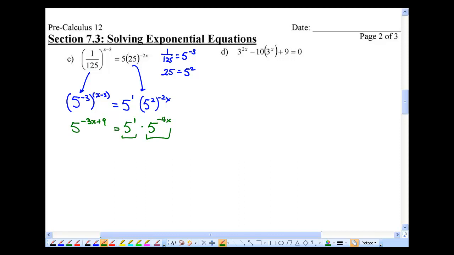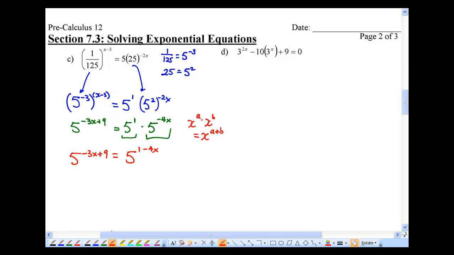Well, let's use some other exponential rules. Remember that rule of x to the power of a times x to the power of b? That means when you multiply, you add the exponents together. Well, it's the same thing here. If I want to keep the base as 5, I better add the exponents since it's multiplication. So 1 plus negative 4x, well, that's just 1 minus 4x. That's what's simplified on the right-hand side. The left-hand side stays the same, so there's no change.